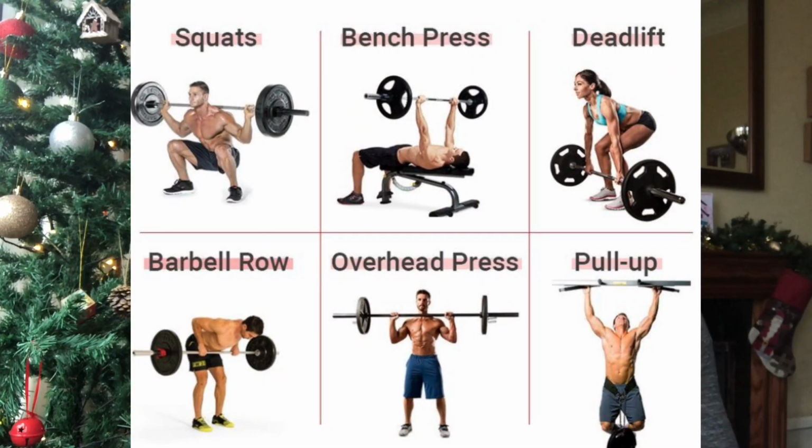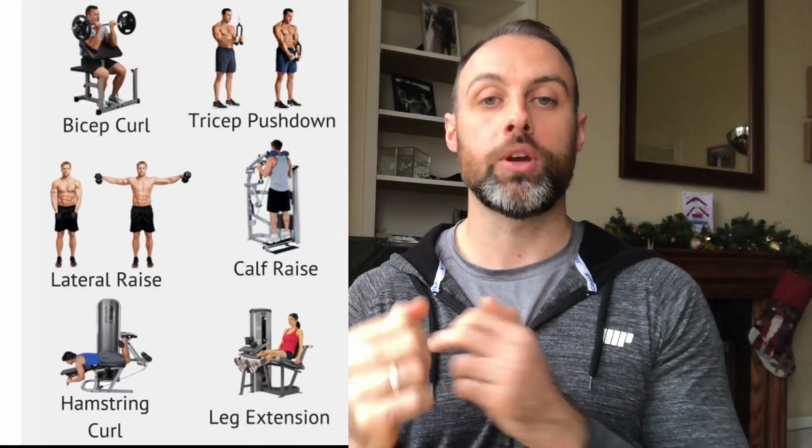Okay guys, so when it comes to exercise selection, you want to be focusing your training around your big compound lifts. Exercises such as your squat, deadlift, bench press, overhead press, rows, pull-ups, that type of thing. These are your compound lifts. You want to have these in your program first. You then want to work down towards your isolation exercises at the end, which would be your bicep curls, tricep extensions, lateral raise, that type of thing. This is going to be the best way to structure your program.